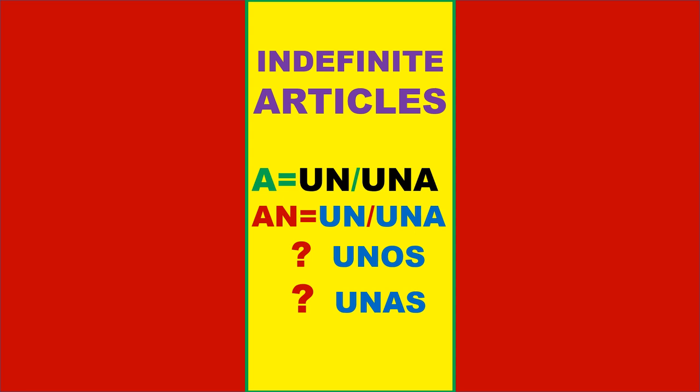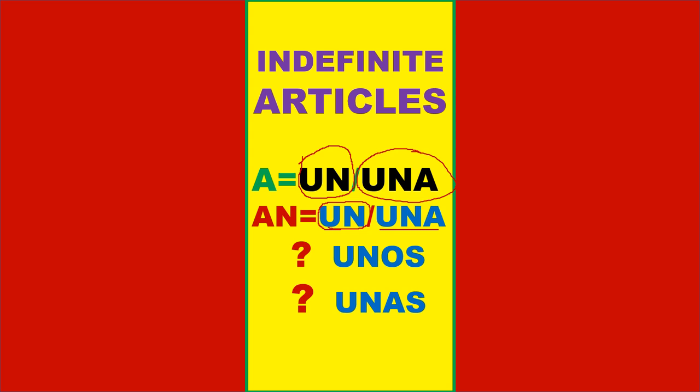Indefinite articles in Spanish. Okay, my dear friends. Well, in Spanish we have these indefinite articles. Okay, so we have these ones. For example, for "a," we have the equivalent that is un or una. Okay, un or una.